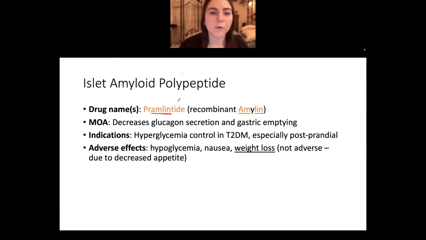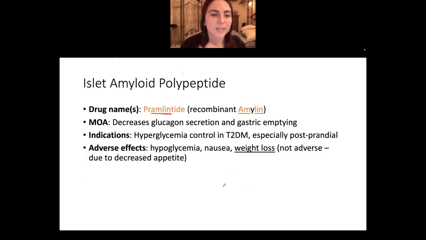So this is really good for hyperglycemia control in your type 2 diabetics, especially after they have a meal. So it's kind of like your short-acting insulins, but for your type 2 diabetic. It's good to give after a meal just to make sure there's good regulation of insulin, basically.